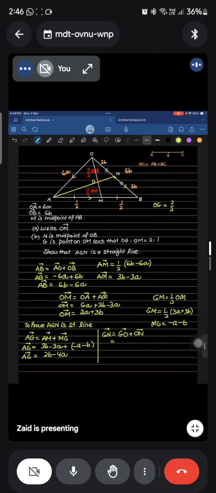So OG is 2/3 of OM, and OM was 3A plus 3B. So OG is basically, 3 gets cancelled, 2A plus 2B. And then GO is going to be minus 2A and minus 2B. Okay. So minus 2A minus 2B plus ON. ON is, I'm coming from top to bottom, so it's 3B. So finally I'm getting a negative 2A and a B. Getting or not?